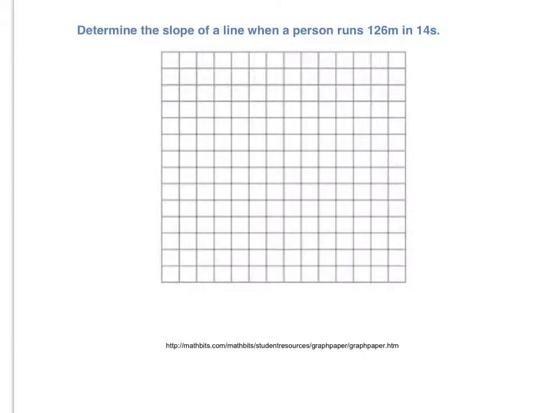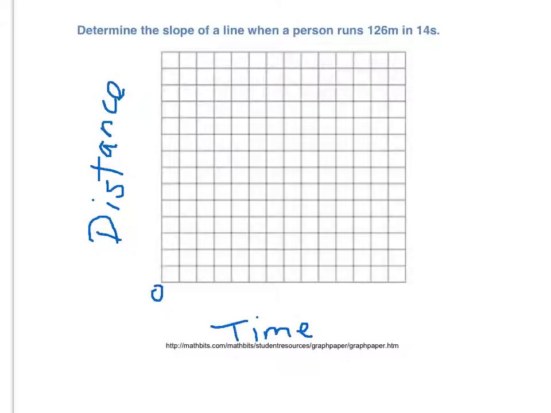So let's determine the slope of a line when a person runs 126 meters in 14 seconds. We also want to find the speed that that person is traveling. So again, here we have our y-axis, and here we have our x-axis. So we're just going to go ahead and label. You want to always remember to label so that you don't put your variables along the wrong axis on a graph. We have our point of origin.